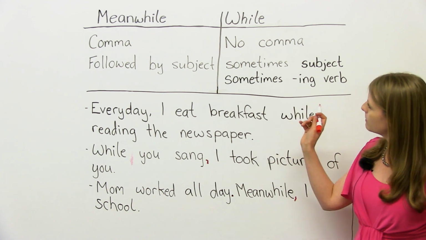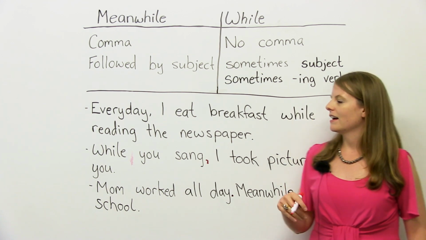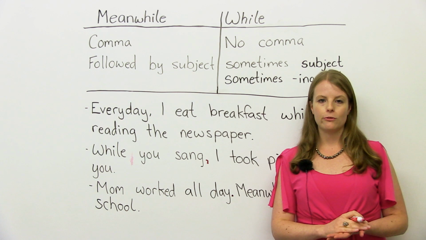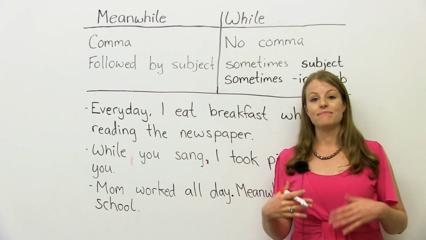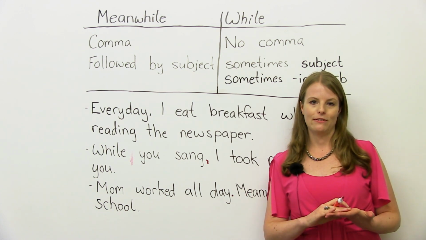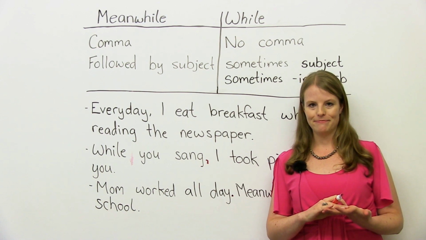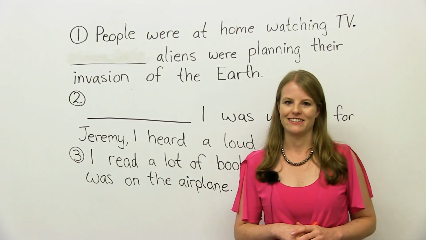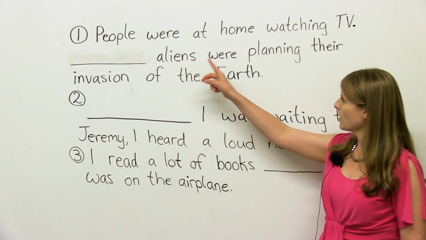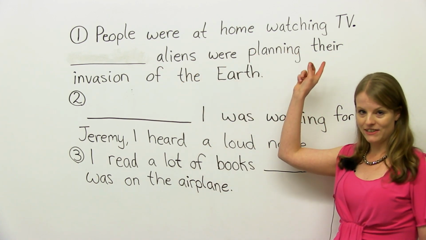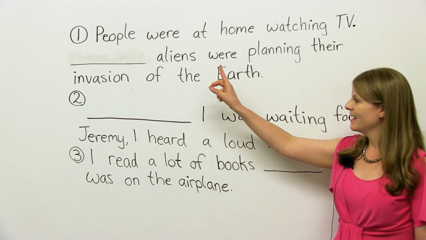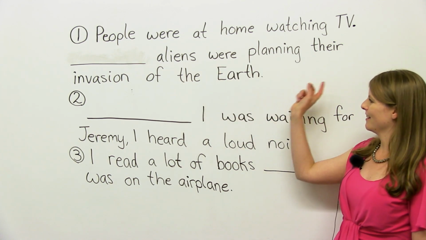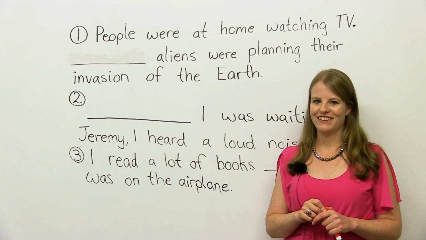Okay, is there anything we missed? Nope. All right, so now let's do some practice questions together to make sure that you know the difference between while and meanwhile. Okay, so let's look at our first sentence. People were at home watching TV, blank, aliens were planning their invasion of the Earth.